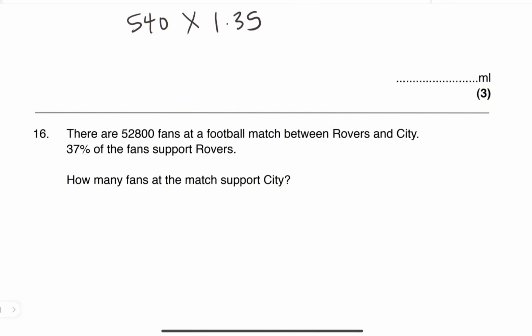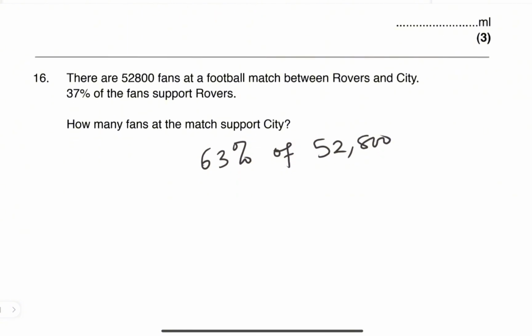There are 52,800 fans at a football match between Rovers and City. 37% of fans support Rovers. So how many fans at the match support City? Easy. It means the remaining percentage supports City. So the remaining percentage is 63%. So what we do, we find 63% of 52,800. I believe now we know how to do that.